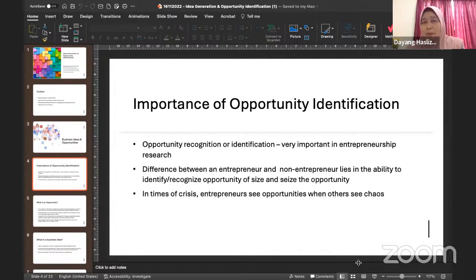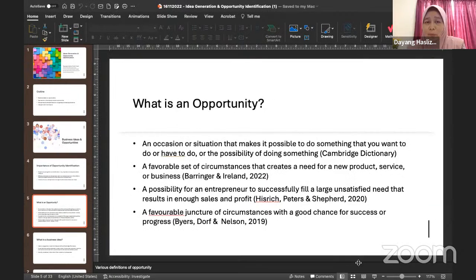So that's why we want to look at opportunities. And opportunities come from ideas. We can have a lot of ideas, but not all are opportunities. So let us look at what is an opportunity.